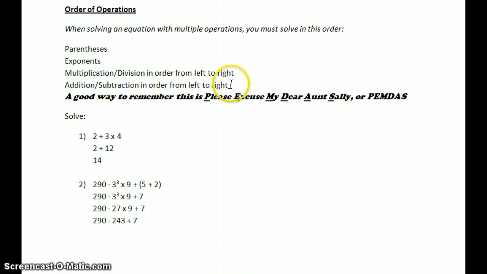Now here's where it can get a little tricky. I have to do addition and subtraction in order from left to right. So I actually have to solve 290 minus 243 first. And I will get 47. Now I have nothing left to solve but 47 plus 7, giving me 54.